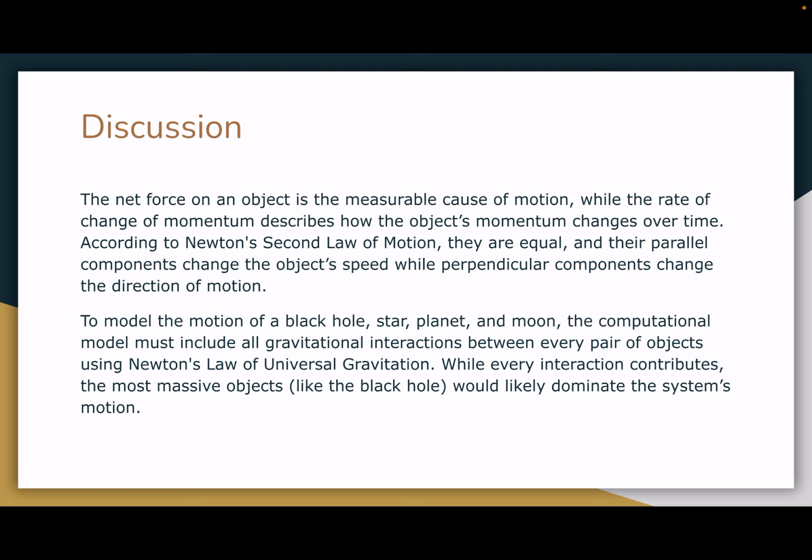For the second question, to model the motion of a black hole, star, planet, and moon, the computational model must include all gravitational interactions between every pair of objects using Newton's law of universal gravitation. While every interaction contributes, the most massive objects like the black hole would likely dominate the system's motion.